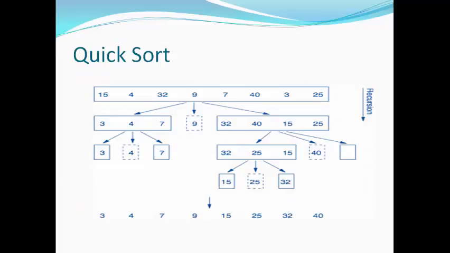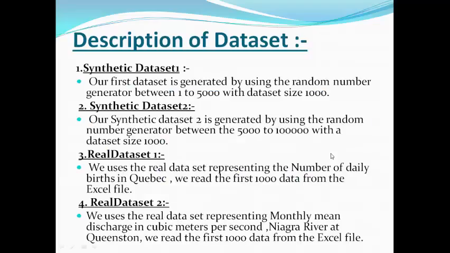Here's the algorithm, and here's the representation, where 9 is the pivot, 4 is the pivot, 25 and 40 are the pivots. Now we are using 4 datasets.